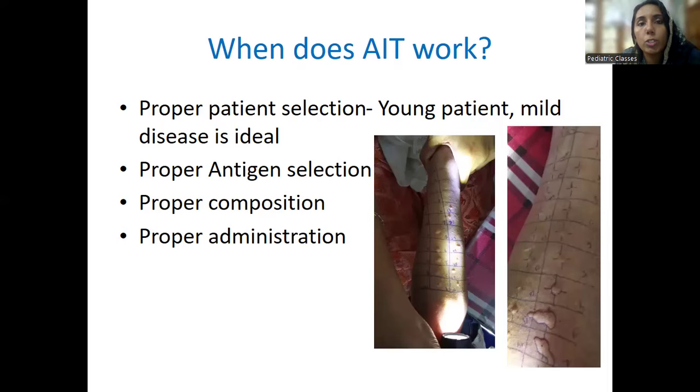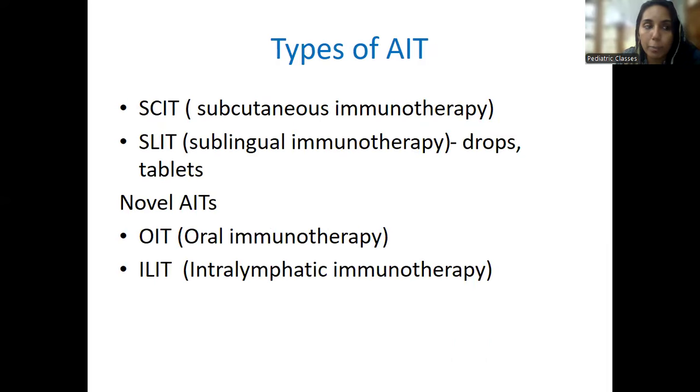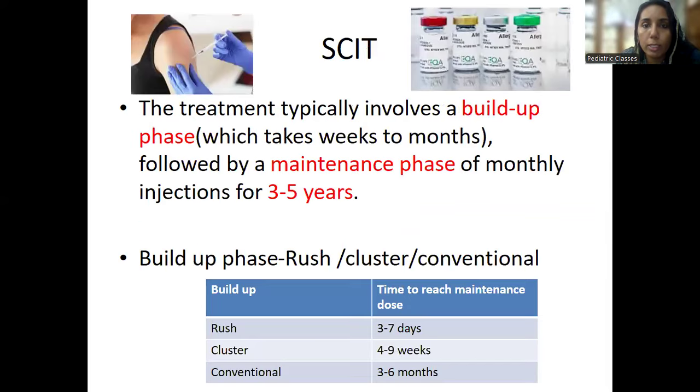So when I say proper administration, what are the types of AIT? It can be administered as subcutaneous immunotherapy, or sublingual immunotherapy as drops or tablets, while novel AITs like oral immunotherapy and intralymphatic immunotherapy are underway. Mostly in India, we follow SCIT and SLIT. In SCIT, we give the allergens as subcutaneous injections. This treatment has a build-up phase and also a maintenance phase. The build-up phase is when you give small doses of allergens till you reach a maintenance dose.